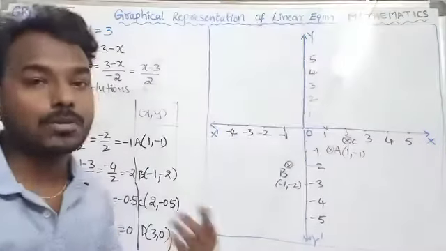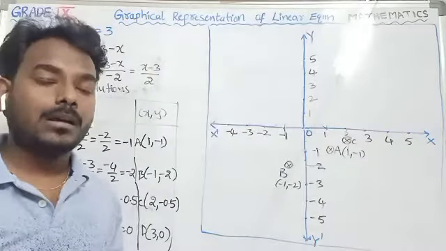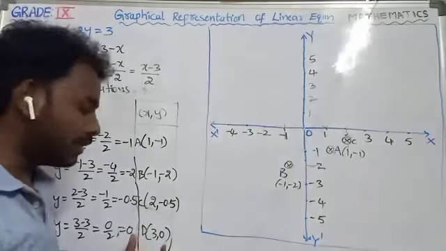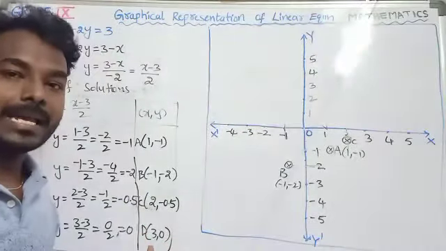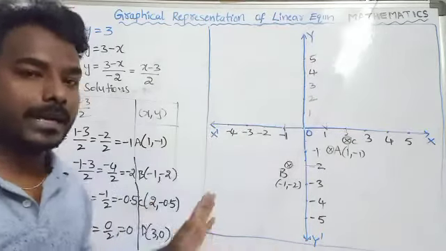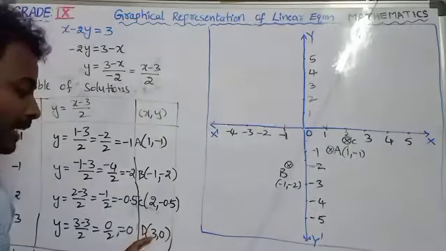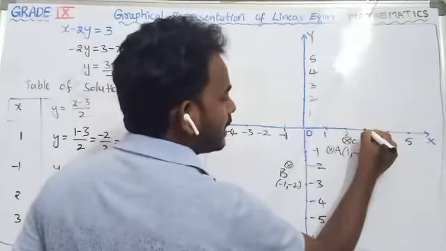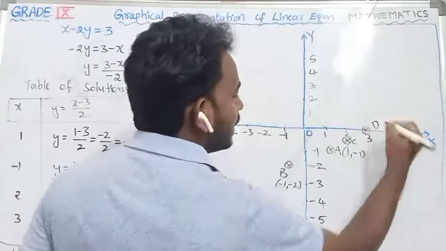Already we discussed how to locate the points on the graph sheet, so in the previous videos you can check that out. So (3, 0) will lie on which axis? It doesn't lie on any quadrant, it lies on the x-axis. So where x is equal to 3 is here. So this will become D.